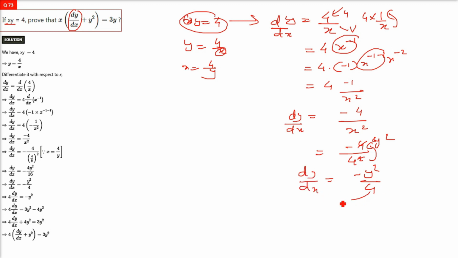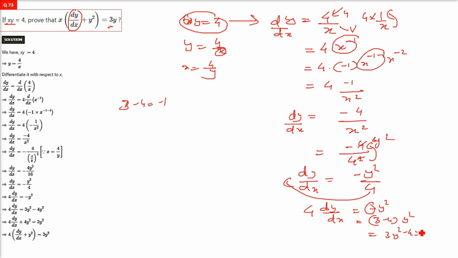Still we are not getting the answer. So 4 we will bring on the left hand side. It will be 4 dy by dx equals minus y squared. Still things are pending. For this minus, we need a 3. So how can we get 3 from 4 and minus 1? 3 minus 4 is minus 1, that we know already. So in place of minus y squared, we can write 3y squared minus 4y squared. So 3y squared minus 4y squared is equal to 4 into dy by dx.